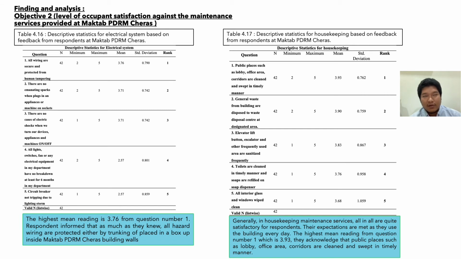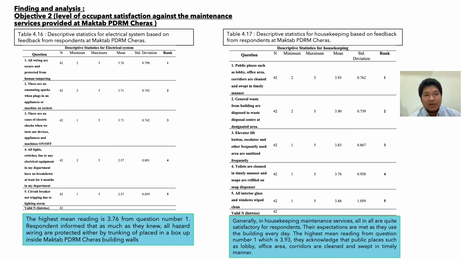So this is quite, they are quite disagree with that, because sometimes when heavy rain occur, the electric will be tripped for a few seconds. So that's why they are quite disagree with that. And but they agree, the thing that they agree with electrical system, which is question number 1, it has the highest mean reading, 3.76.